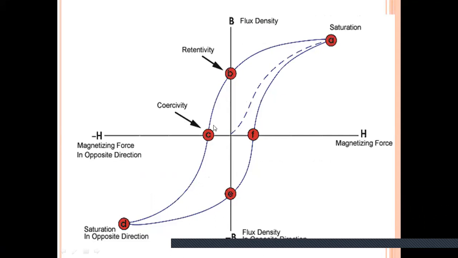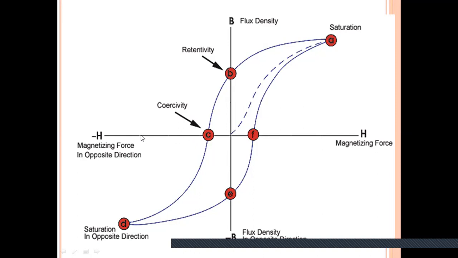Here again, this is the retentivity, and here this is the coercivity. Coercivity is nothing but the negative magnetizing force. This is the negative magnetic force. Coercivity is nothing but the negative magnetizing force here, and here is the remanent retentivity. This is the coercivity. This coercivity is nothing but the zero magnetic flux density or zero magnetization inside the ferromagnetic material at the negative magnetic force, negative field intensity.